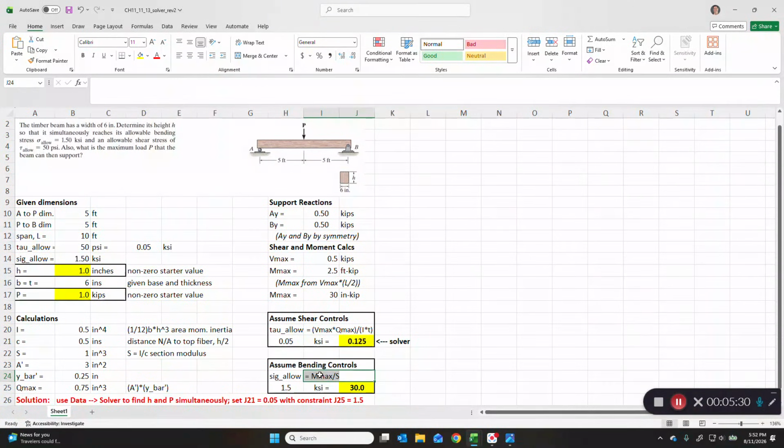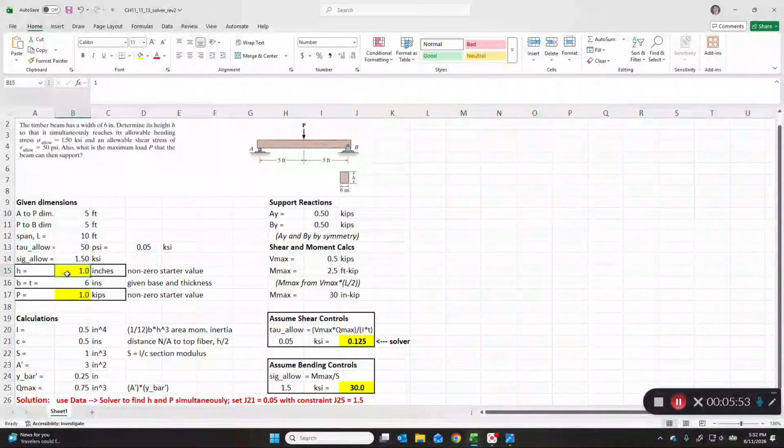Where did that come from? Well, S we defined as the section modulus, I over C. So we know that sigma due to bending allowable is MC over I. So we're just substituting in terms. So it's M max over S. M max was calculated here based on an equation. S was calculated back here based on I over C for the dimension h given or selected. So we know that that should be 1.5 ksi because it was specified.